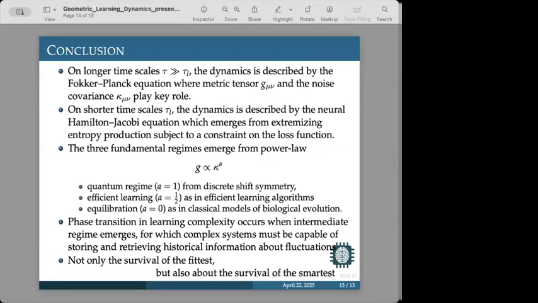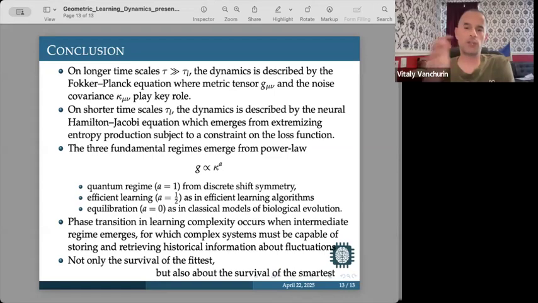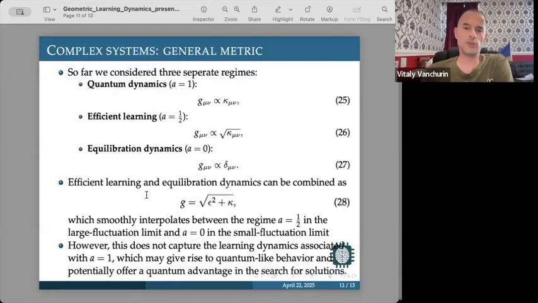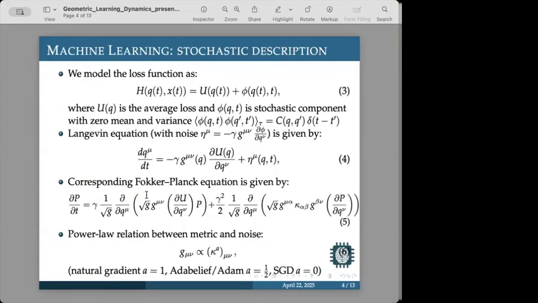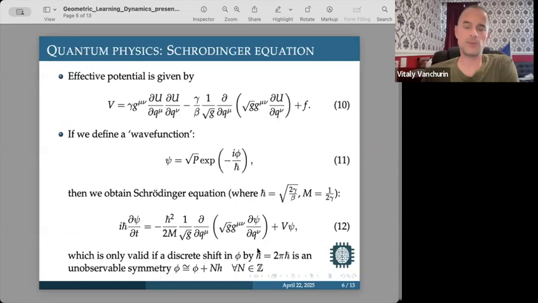So can you describe some sort of emergence of non-unitarity in Schrodinger's equation using this formalism? Yeah, I think you're right. Unitarity only comes with these restrictions: A equals one and the shift symmetry. So once any of those are violated, you should expect to see non-unitarity, and I would expect to see it in a complex system.